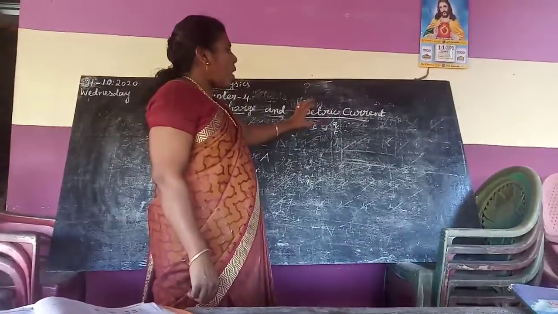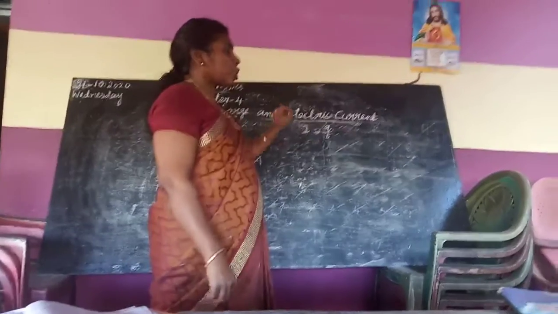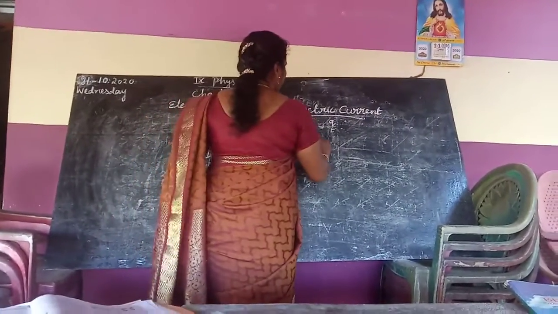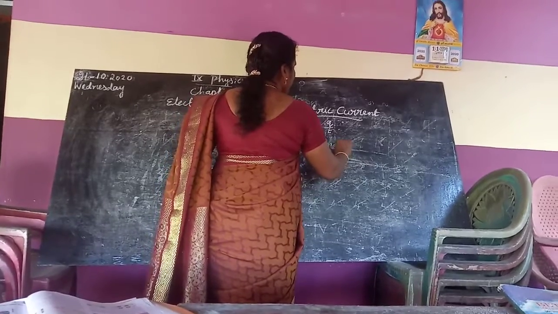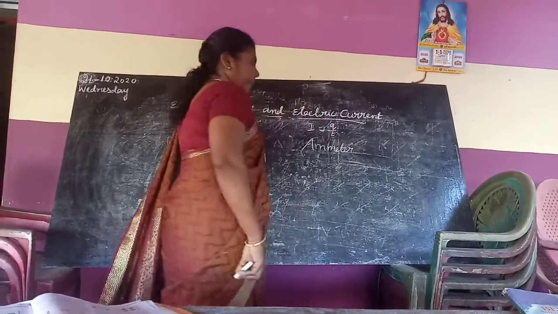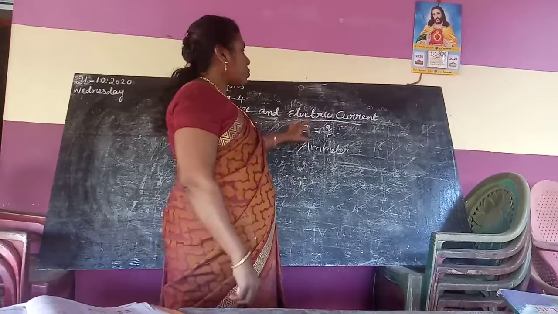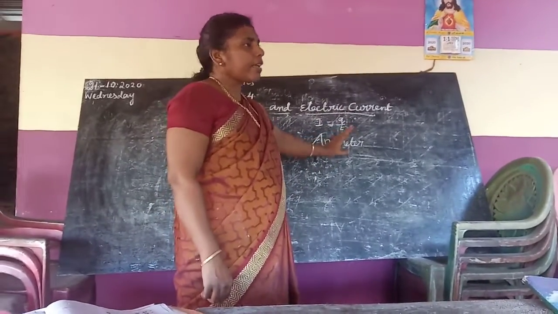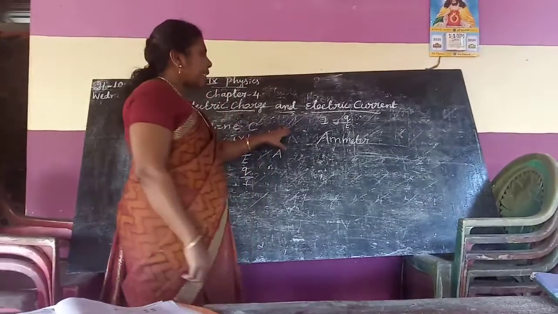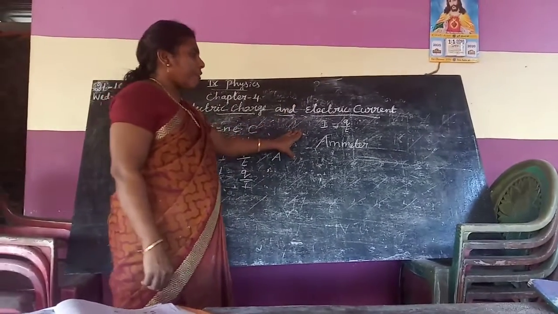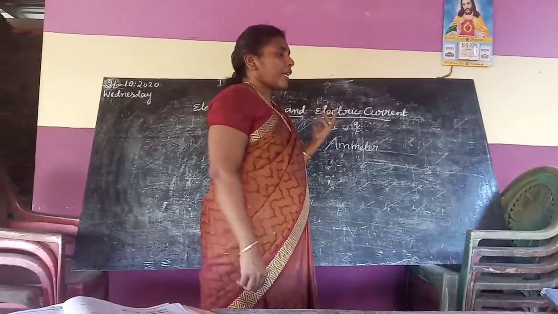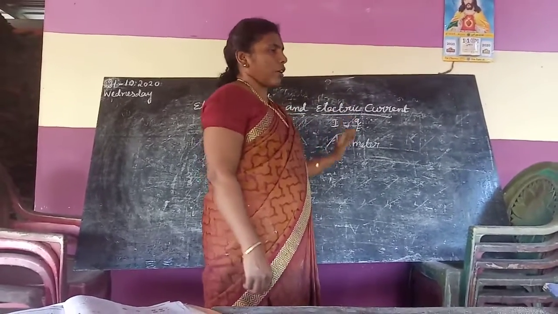Now, which instrument is used to find electric current? Ammeter. Ammeter is used to measure the electric current. Today we will learn about EMF and how current is measured. What is current? Current is the flow of charges.